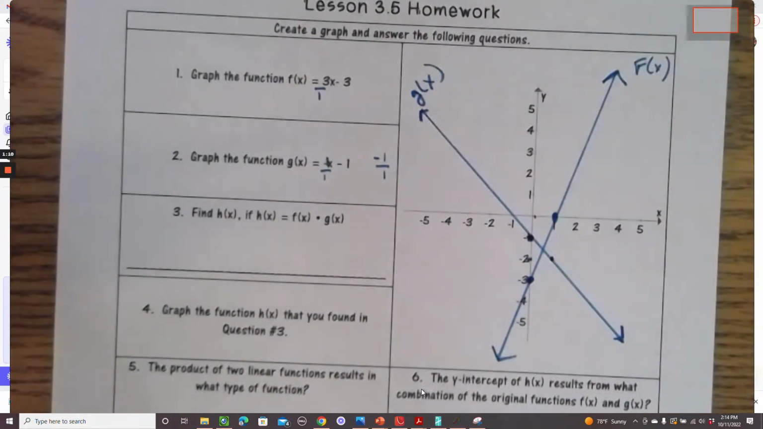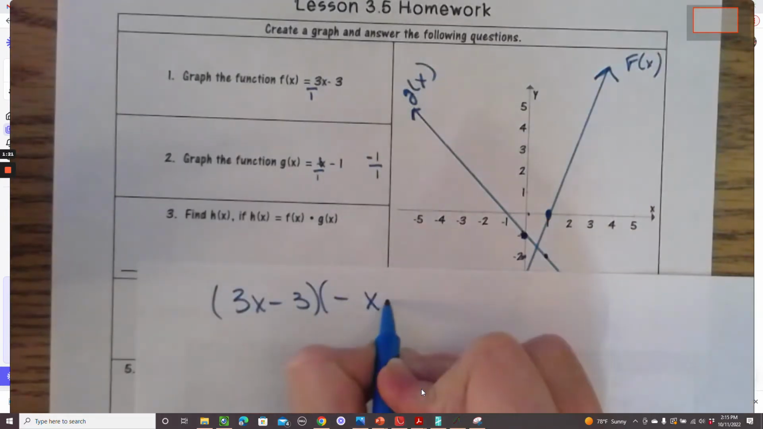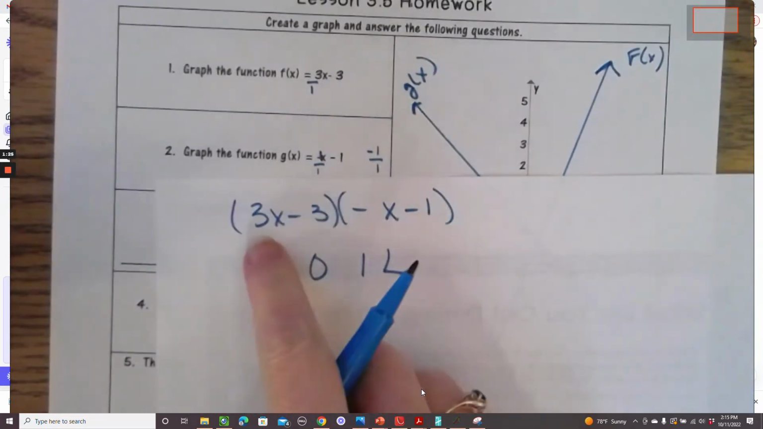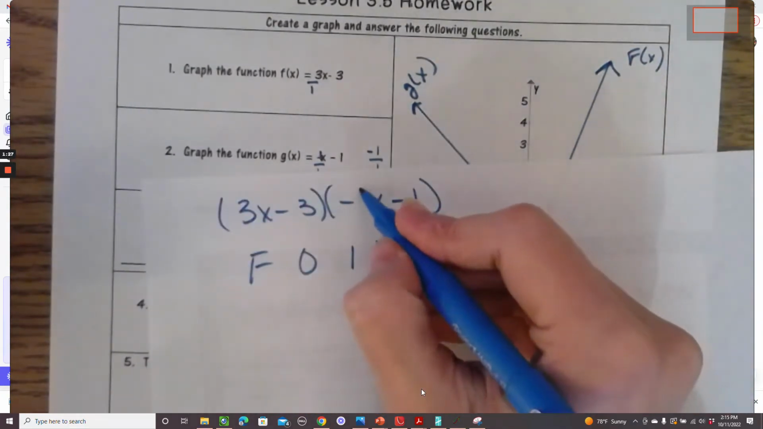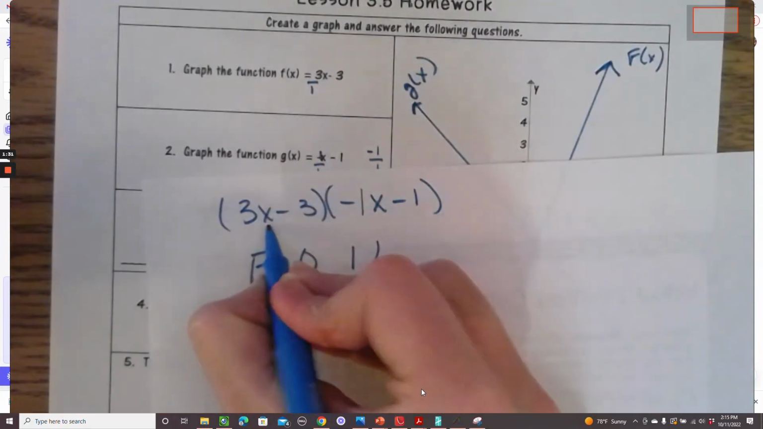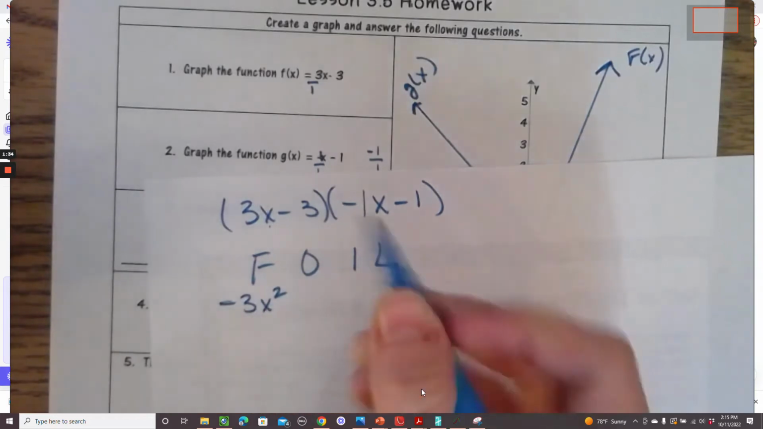Now we're going to find h of x. If h of x equals f of x times g of x, we are going to multiply 3x minus 3 times negative x minus 1. And we're going to use FOIL. So 3x times negative x, remember that invisible 1. 3 times a negative 1 is a negative 3. X times x is x squared.